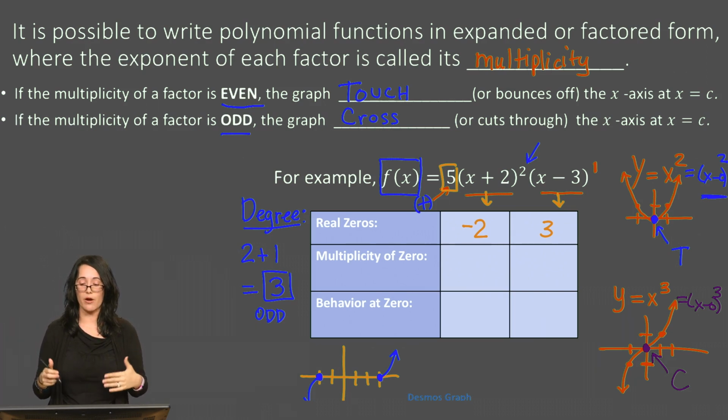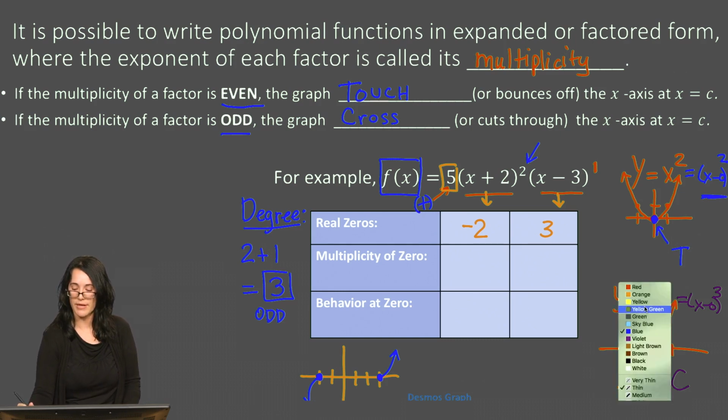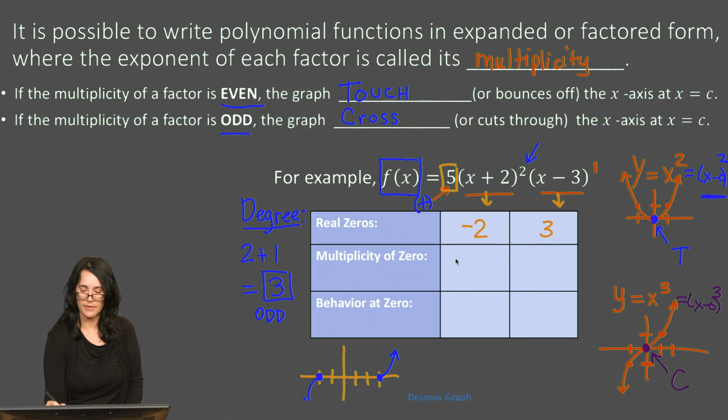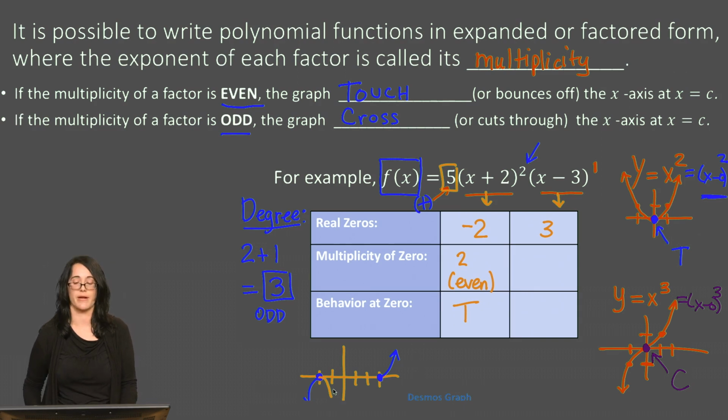Now in between there, we'd use our multiplicities. So if we had a multiplicity of 2, which is even, then that meant that at that location, we should not be crossing, but rather touching. So when we get to negative 2, we're going to touch and turn around.